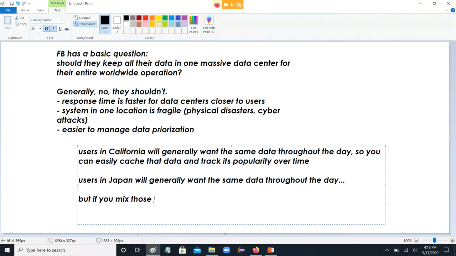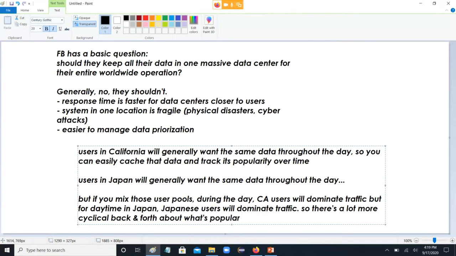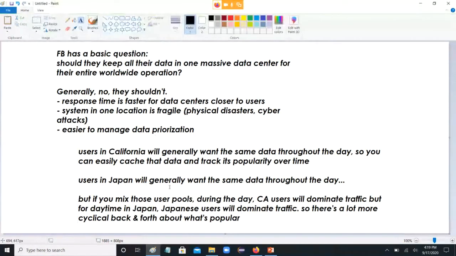But if you mix those user pools, then what happens? Then during the day, CA users will dominate traffic, and their stuff will seem really popular. But for daytime in Japan, Japanese users will dominate traffic. Okay, so there's a lot more cyclical back and forth about what's popular. And you'll have to keep caching, recaching, uncaching data, updating all that. It's going to trend a lot differently if you mix those user pools. Okay, so those are some simple reasons. Short version is you don't want to keep all your data in one place, right? You want to replicate worldwide.